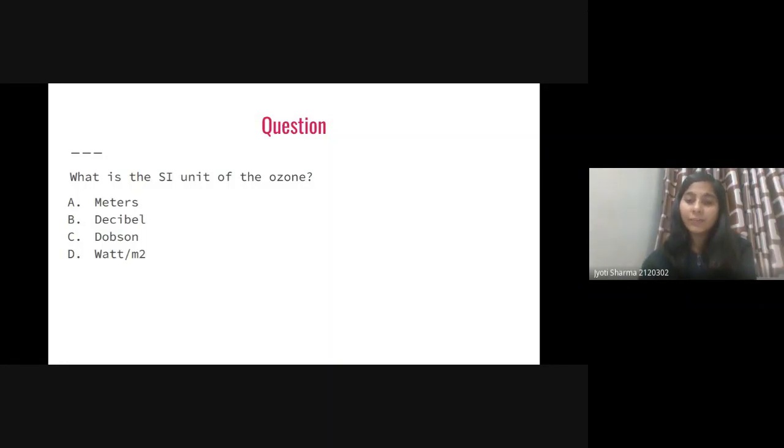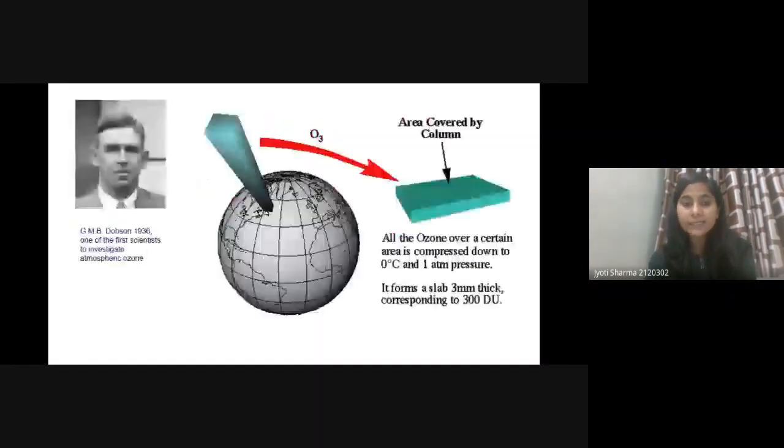But if it is not the SI unit, it is just a unit of ozone, then meter can also be the right answer, because both these units are related to length. Okay, we will talk about it as well. So the answer should be Dobson, answer C.